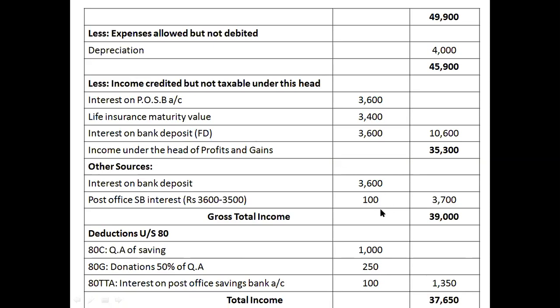As we said, whatever you are going to get, this 100, you can claim a deduction. So here this is an exempted amount, and this you can claim as an amount which you are going to have under the head of post office SB interest. This you can claim for the deduction under 80TTA up to 10,000 rupees. So that is why 100 rupees we are going to have here. So 1,000 plus 250 plus 100, you will get 1,350. Now out of 39,000 minus 1,350, you will get 37,650. So this will be your total income.